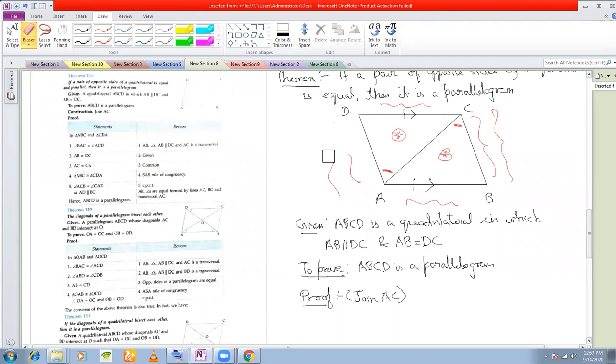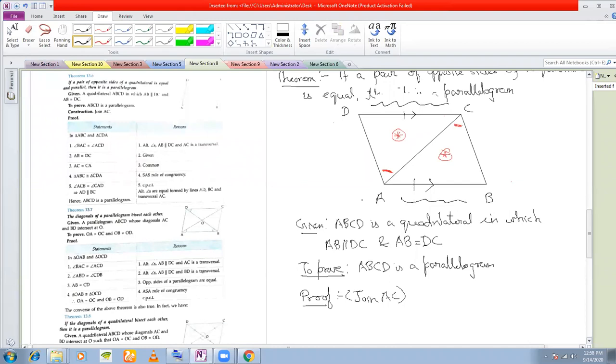Is the proof clear or not? Or should I repeat once more? No need? Sir, DC parallel to AB is given, but AD parallel to BC is not given. Only these two sides are given to be parallel. This side parallel to this side. Sir, AB and DC are given. But AD and BC are not given.